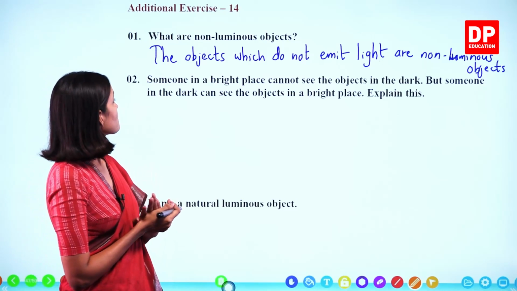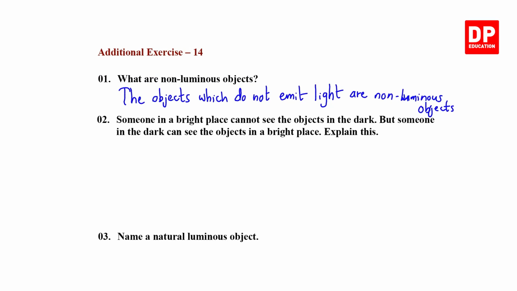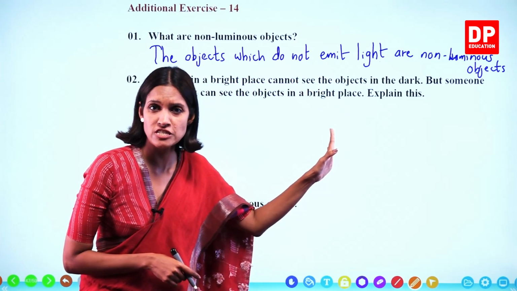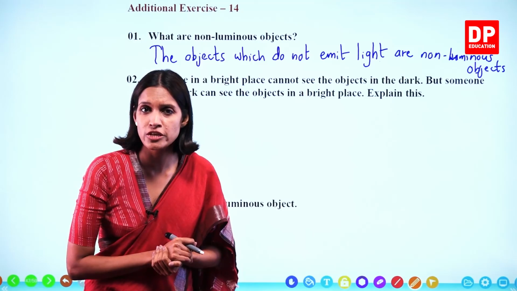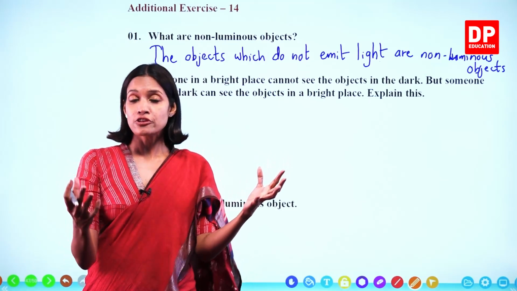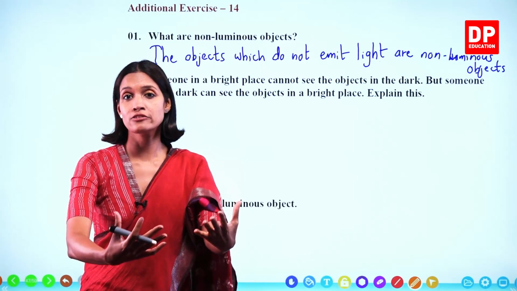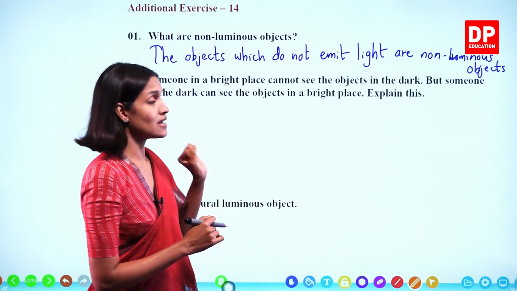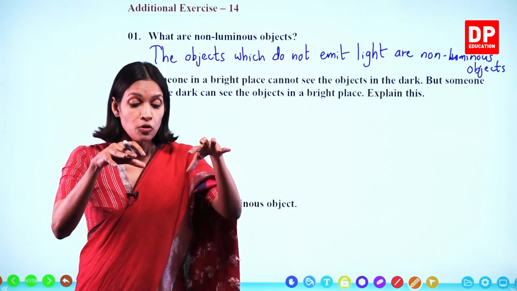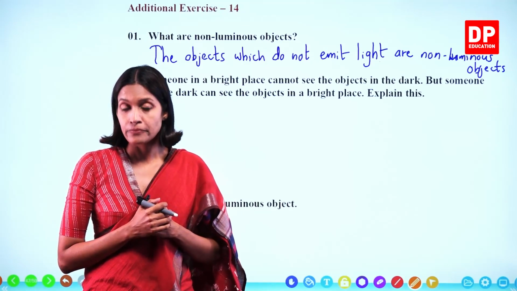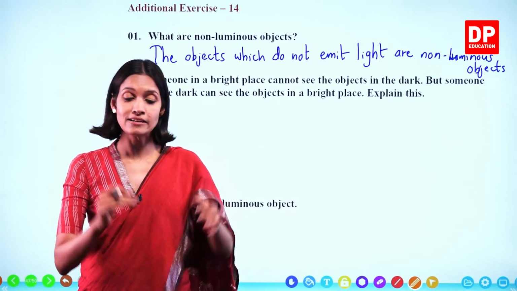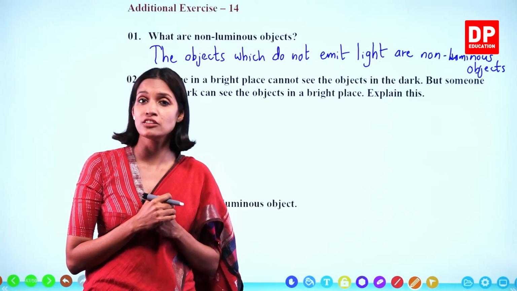Non-luminous objects, okay? Number 2. Someone in a bright place cannot see the objects in the dark, but someone in the dark can see the objects in a bright place. Explain this. Now children, how can we see objects? In order to see objects, light rays should fall on these objects and then those light rays should bounce back to our eyes. Then only we can see the objects. So in this case, if we want to see, the objects should be in a bright place, right? Then only the objects will get enough amounts of light, right? Now that light will come to our eyes and we can see the objects.